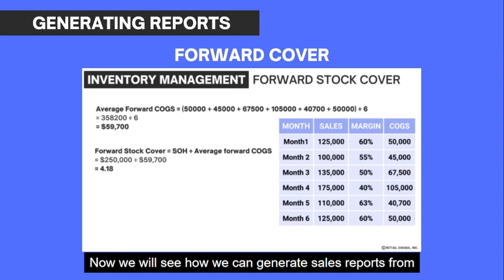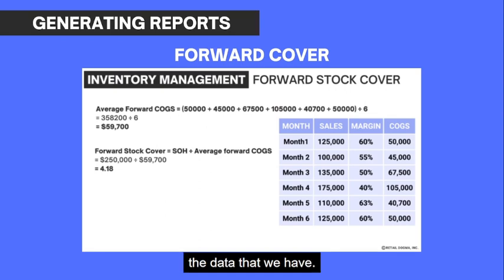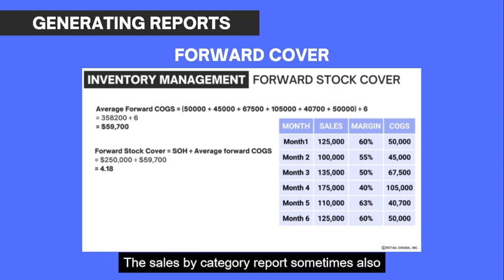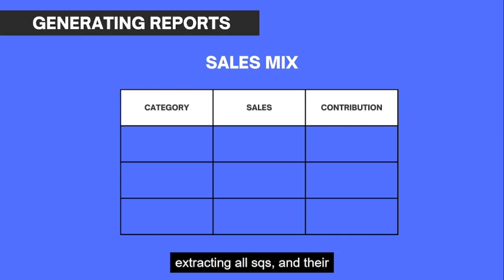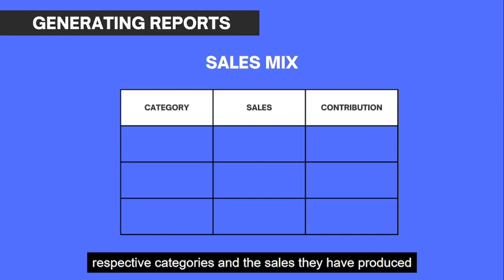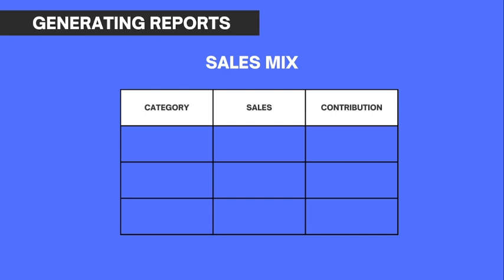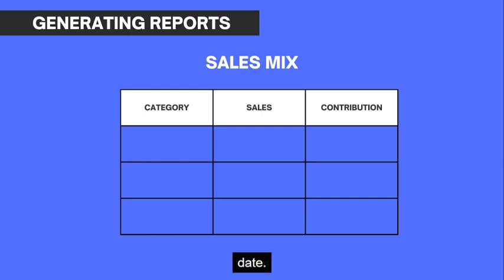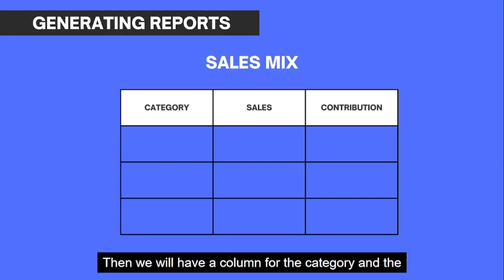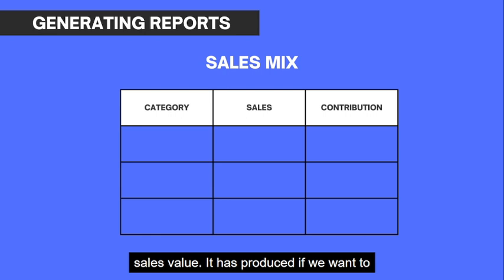Now we will see how we can generate sales reports from the data that we have. The Sales by Category report, sometimes also called the Sales Mix report or Category Contribution report. It can be generated by extracting all SKUs and their respective categories and the sales they have produced during a specific period of time. Let's say year to date. So we will extract those columns from the beginning of the year to this date.